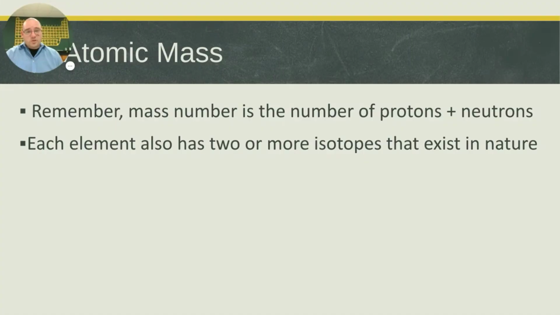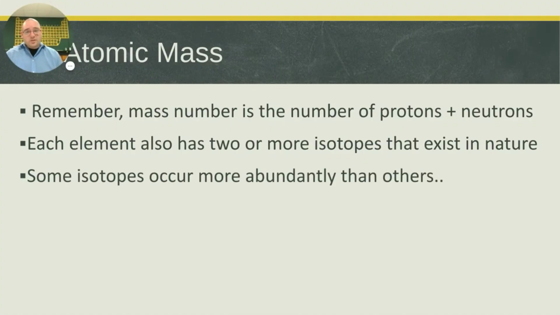Each element also has two or more isotopes that exist in nature. So some isotopes occur more abundantly than others. So pretty much every element has more than one isotope, more than one version of itself. Some have up to 8 or 9. Most of them have 2 or 3.